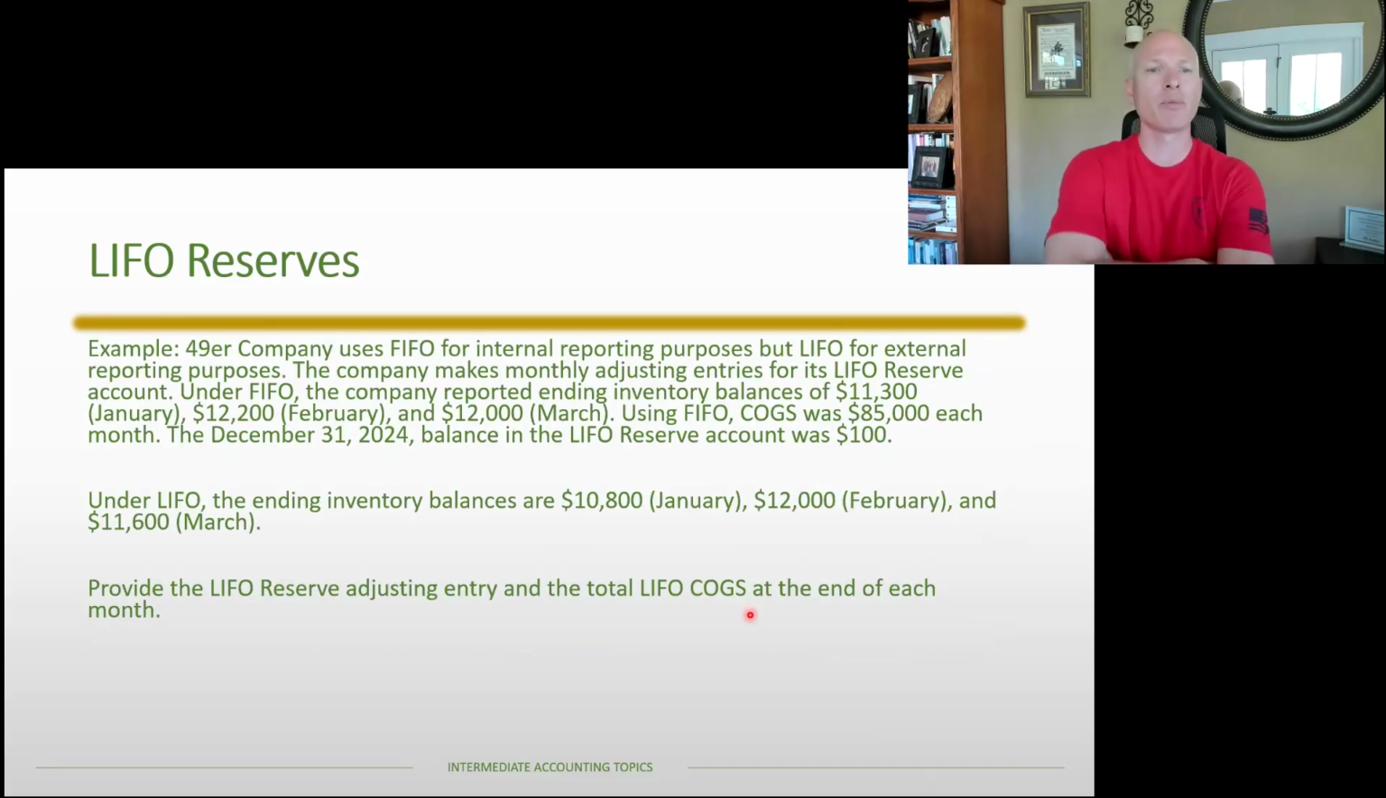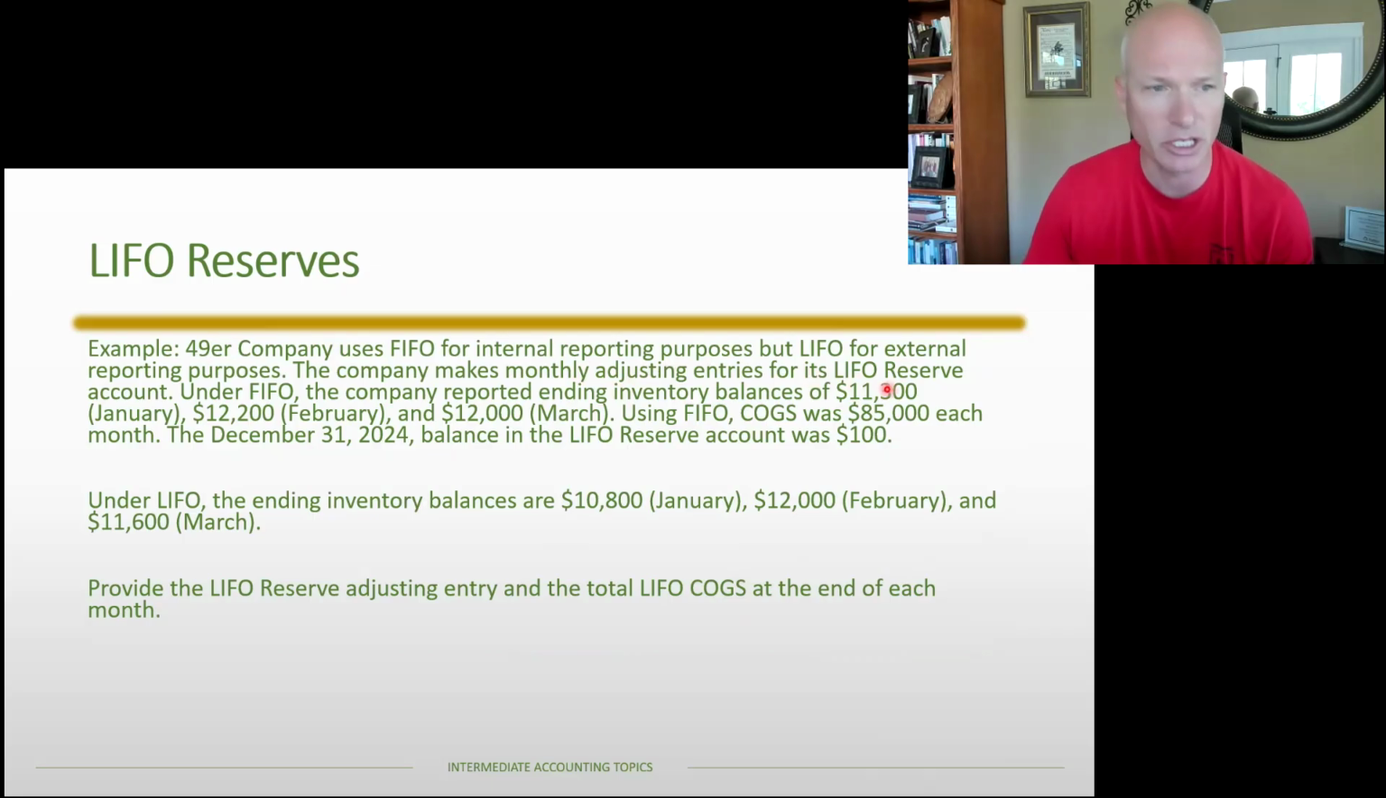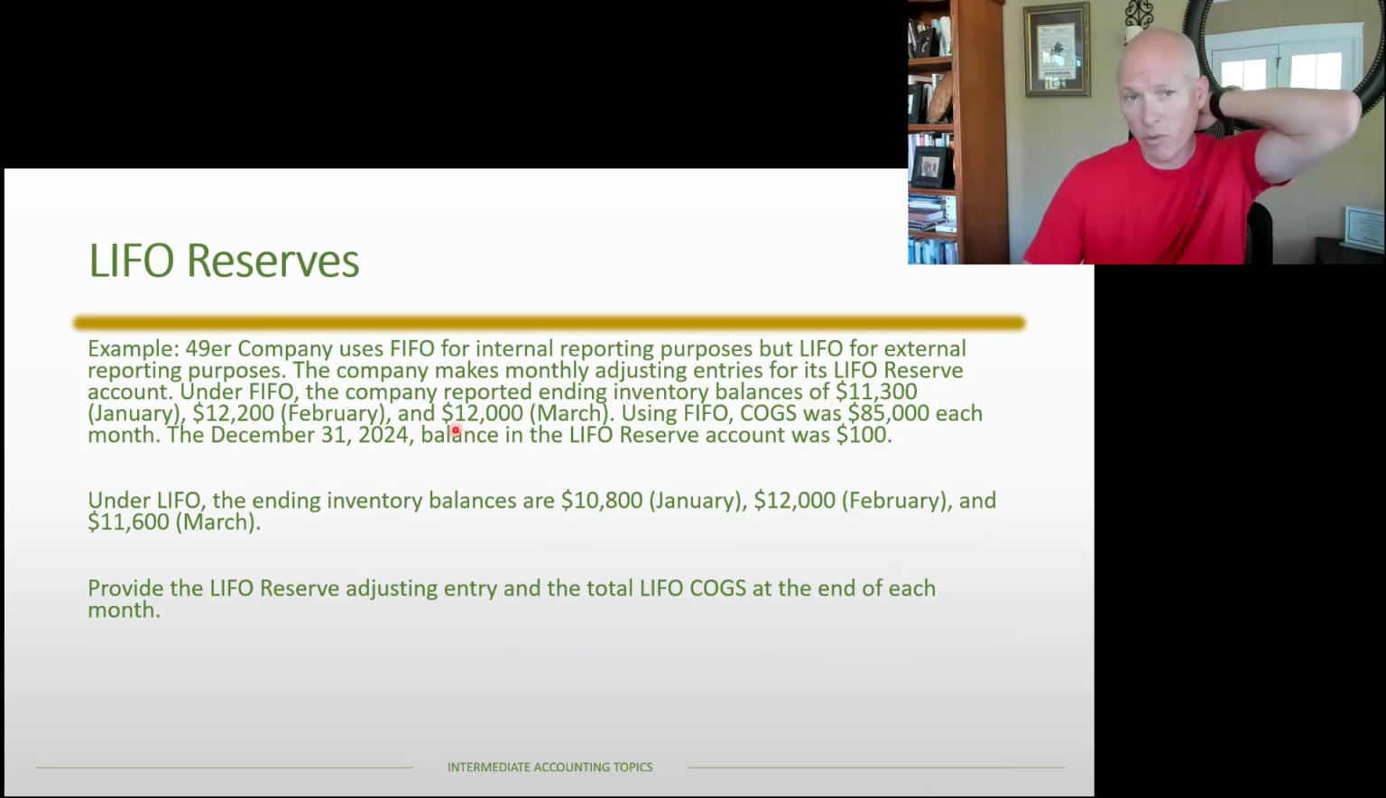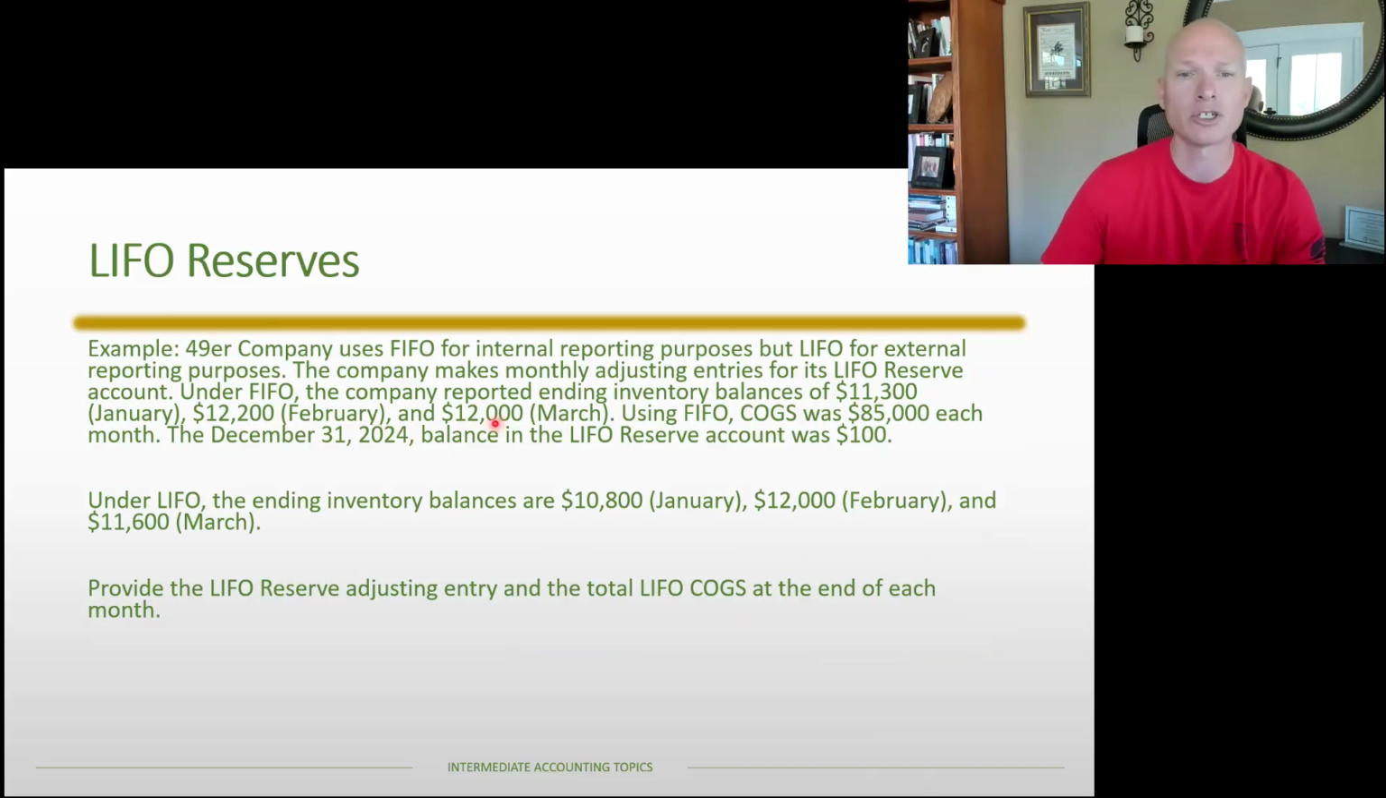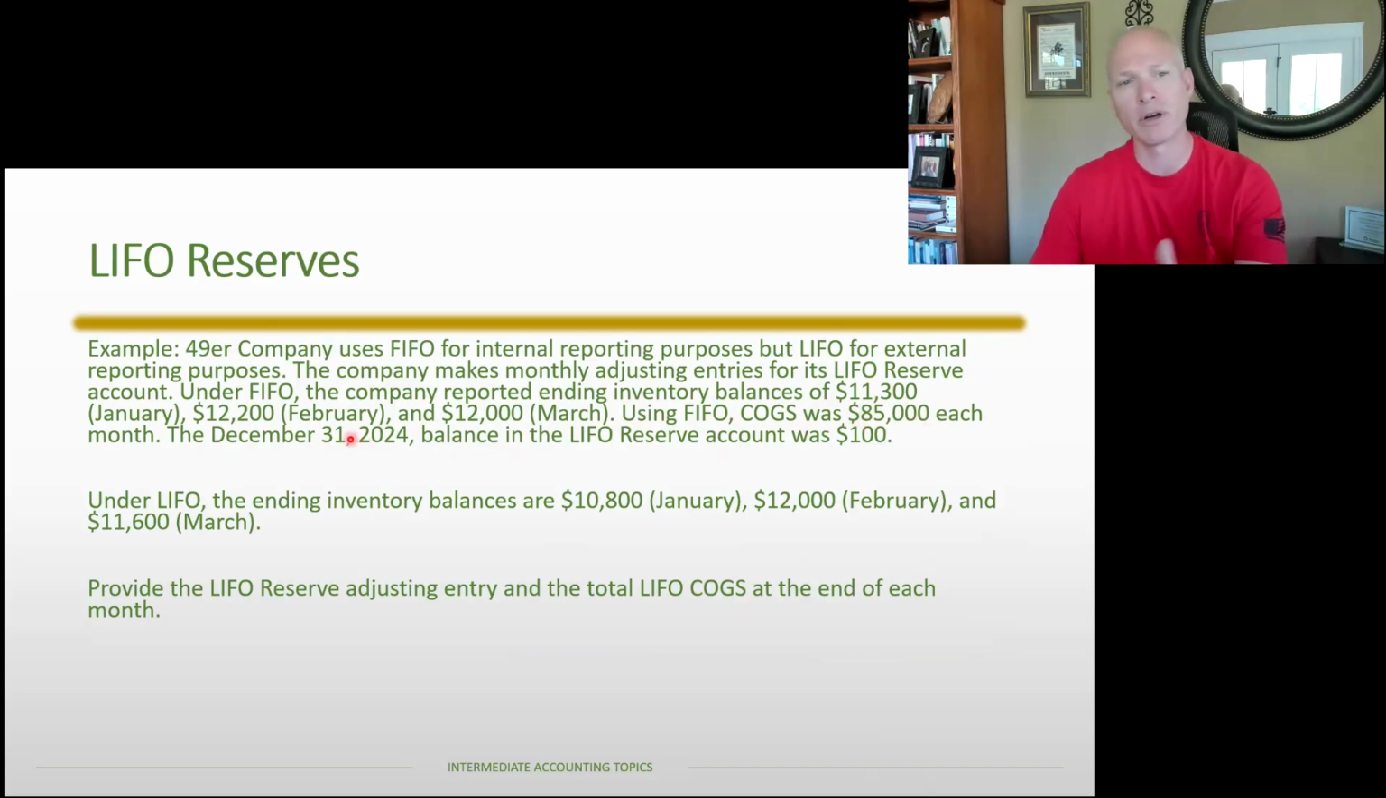All right, so in our example, they use FIFO for internal reporting purposes, but LIFO for external. They have monthly adjusting entries. Under FIFO, internally, they track ending inventory as 11,300 in January, 12,200 in February, and 12,000 in March. Under FIFO, we just have COGS of 85,000, kind of keeping it simple. And when we started the period, the balance in the reserve account was $100. Again, it's a contra asset, which means that is a credit balance.